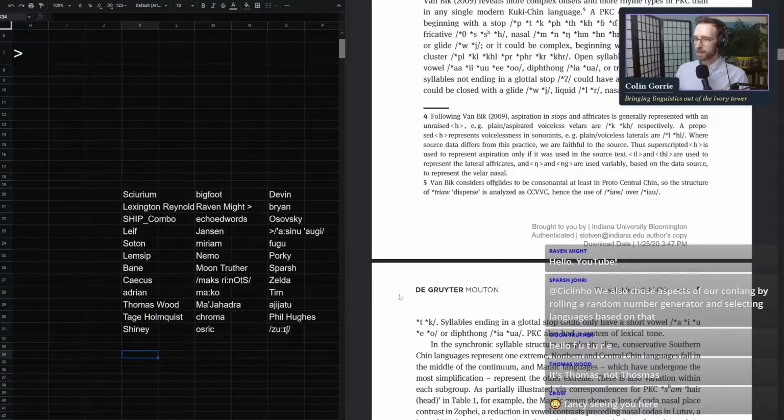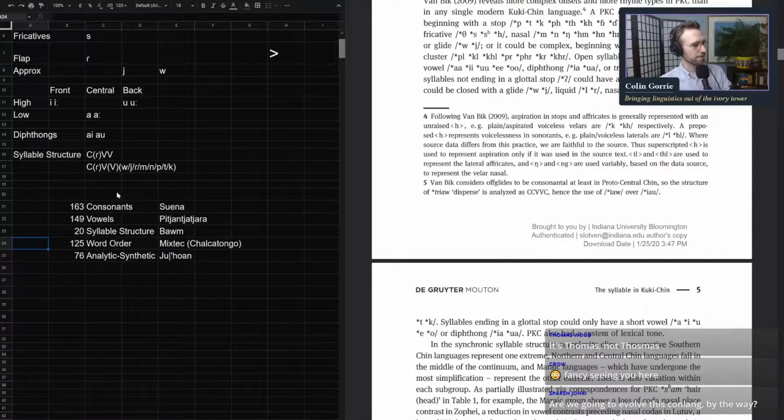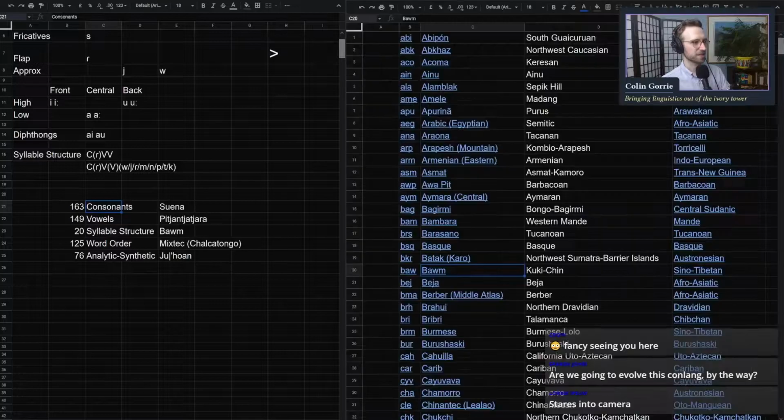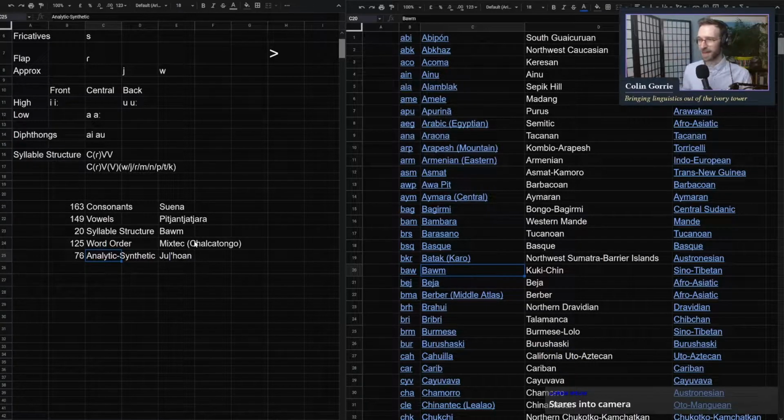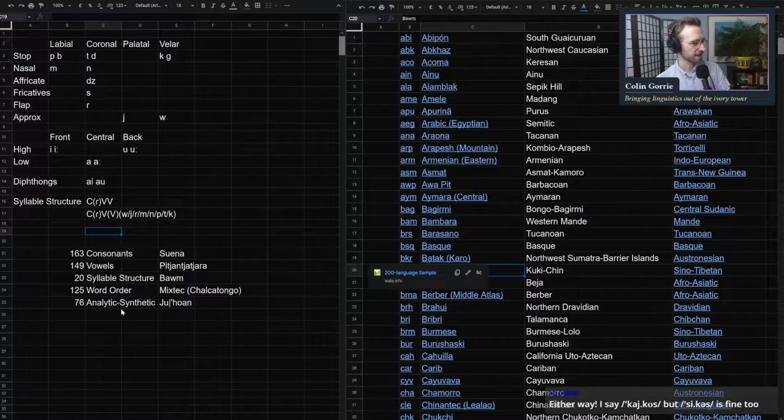Superb. Okay, so now we have made, go back over here for a second. We've come up with a language to base the consonant system on, a language to base the vowel system on, a language to base the syllable structure on, a language to base the word order on, a language to base the sort of analytic versus synthetic nature of the language on. And we've gone through and we've made our consonant inventory, our vowel inventory, our syllable structure. And now we need to say a few things about word order and about the sort of morphological typology. So is it an analytic language or a largely synthetic language?